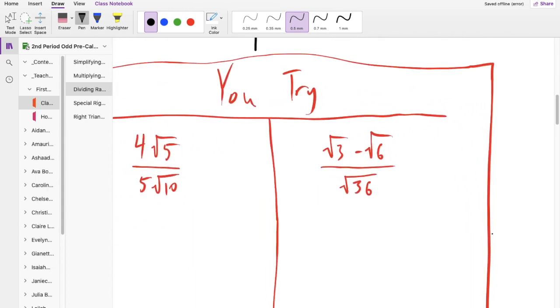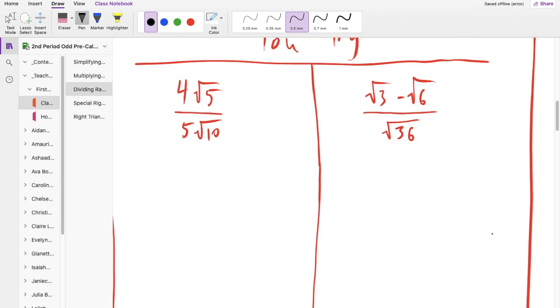I have a couple for you to try. We have 4 root 5 over 5 root 10, and we have the square root of 3 minus root 6 all over the square root of 36. Take your time, try these out, and let's see how you do.